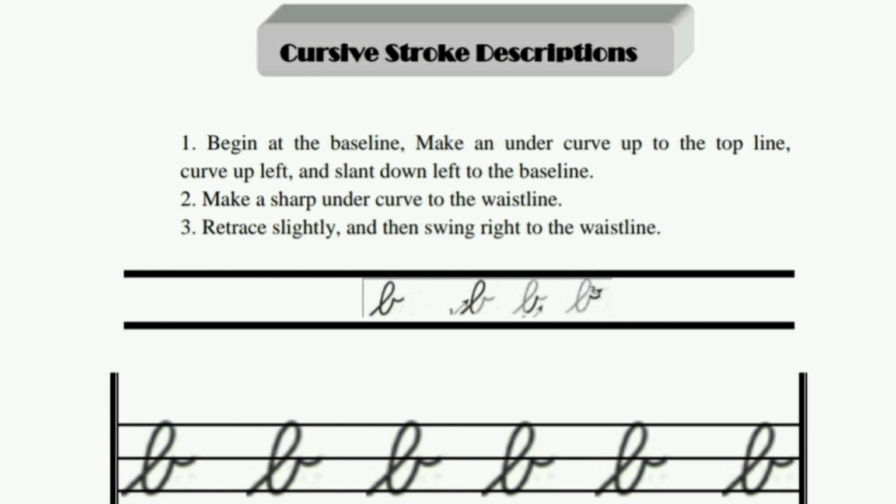Begin at the baseline. Make an undercurve up to the top line. Curve up left and slant down left to the baseline. Make a sharp undercurve to the waistline. Retrace slightly and then swing right to the waistline.